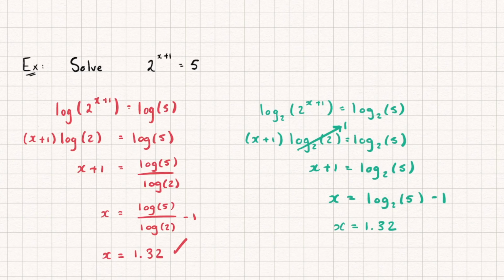I suppose the benefit of choosing logarithms base 2 is you've got one less logarithm to deal with. So in this one, we had 2 logarithms. This one, you've just got 1. But you'll get the same answer, so it doesn't really matter how you choose to do it.